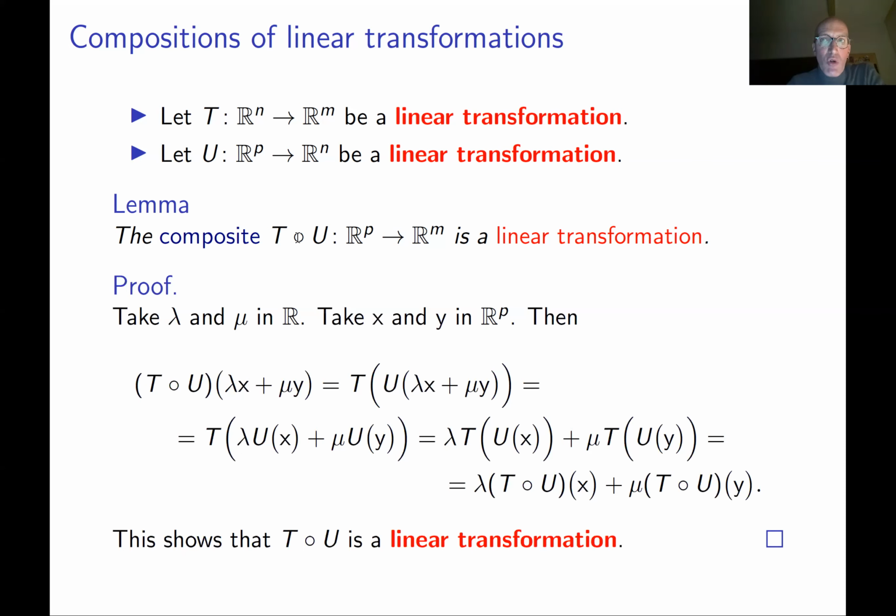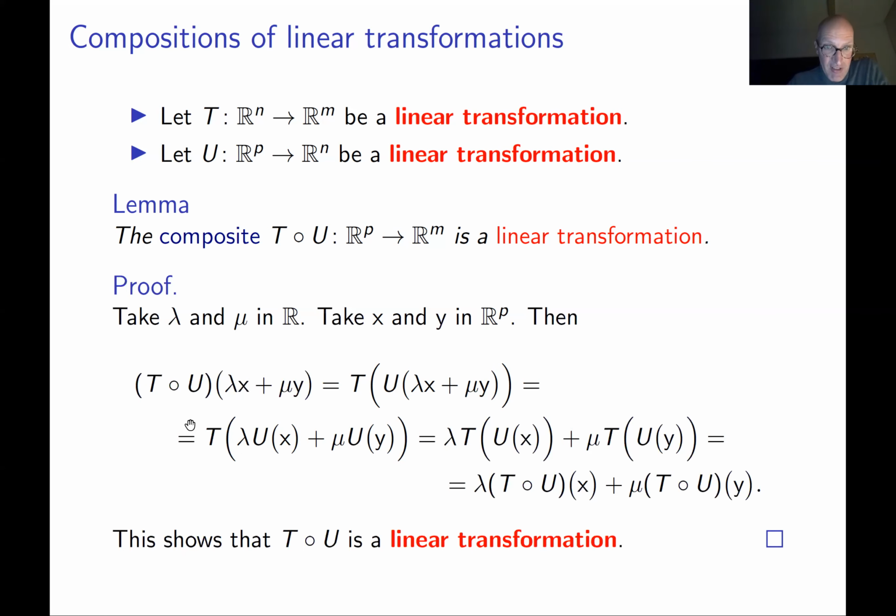We can prove this slowly using the fact that T is linear, U is linear, and using this criterion which I mentioned two times. So we take T composition with U, apply it to this vector, and then by definition, first you apply U to this vector, and then you apply T. When you apply U to this vector, you use the fact that U is linear and this criterion, and you get that U applied to lambda x plus mu y is the same as lambda U of x plus mu U of y. And this proves this equality.